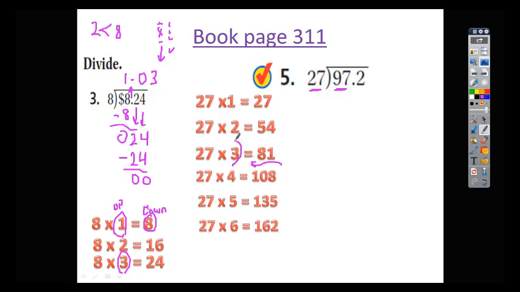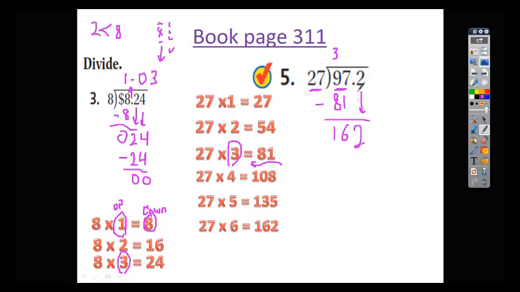So you have to take the smaller, so we're going to take 81. So 97 divided by 27, we can write 3 here. And then write 81 down, which is 3 times 27 equals 81. Then make minus: 7 minus 1 equals 6, and then 9 minus 8 equals 1. After minus, remember, bring down. So you have to bring down 2.